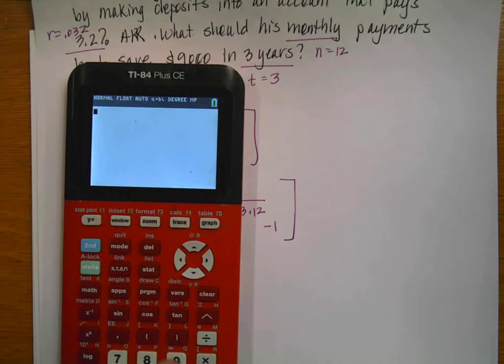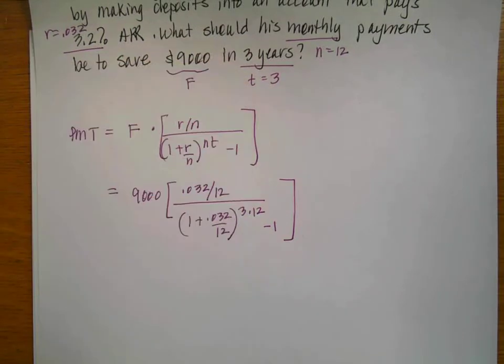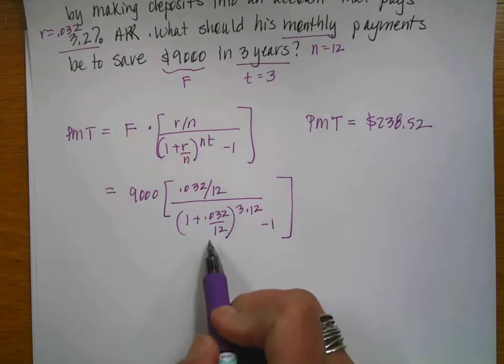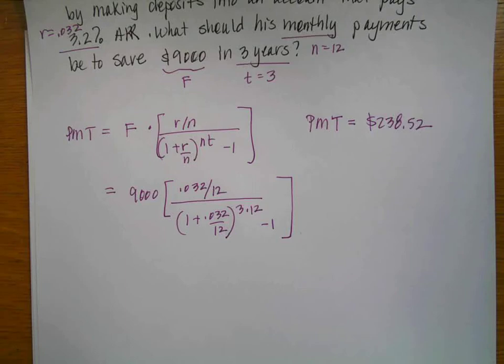So as I bring out my handy-dandy calculator, I'm going to clear, and I'm going to enter the 9,000, times parentheses, so I'm going to do 0.032 divided by 12. Now I'm going to divide by another parentheses and another parentheses. So again, being really careful, 1 plus 0.032 divided by 12 raised to the 2 times 12, and then minus 1, close my last parentheses and hit enter. And notice that I get that the payment that he'll be making is $238.52. So you have to be very careful with your parentheses, and then these problems are not so overwhelming. Again, to make sure that you're getting your calculator work correct, I would make sure that you do it twice so that you can get the correct answer.